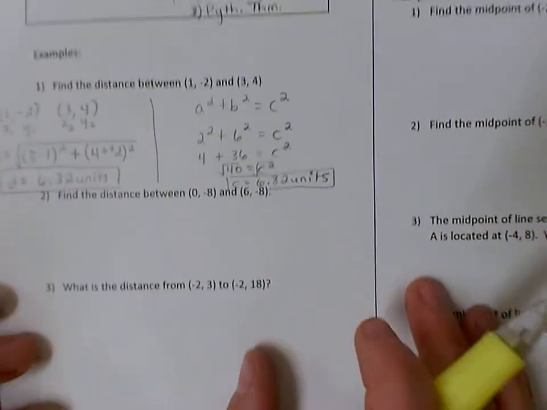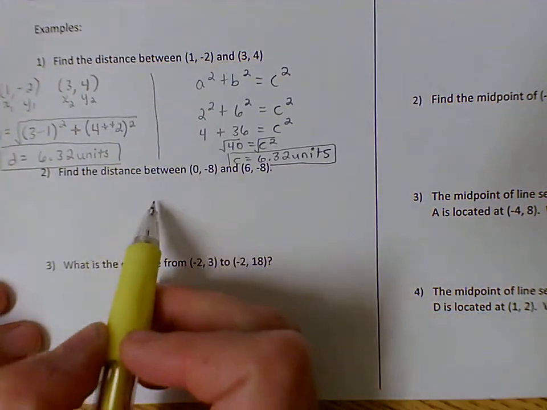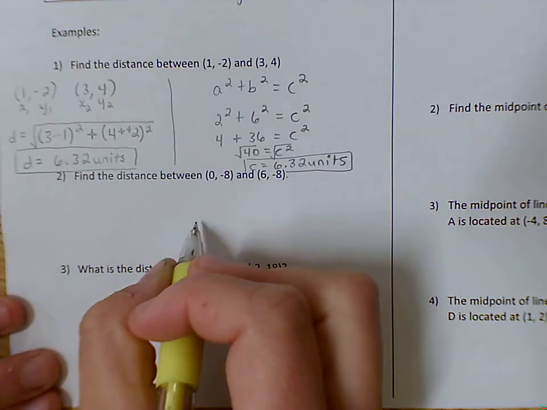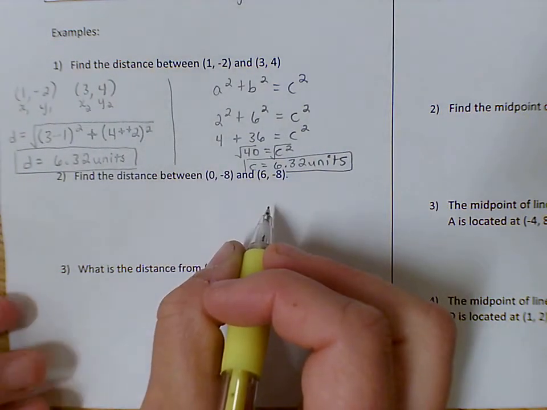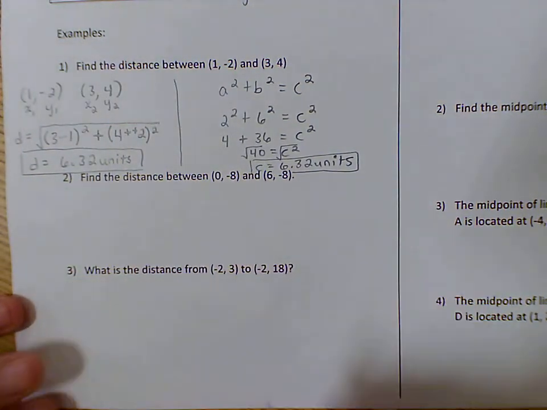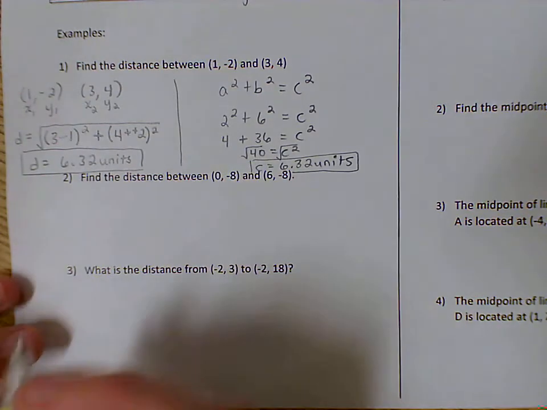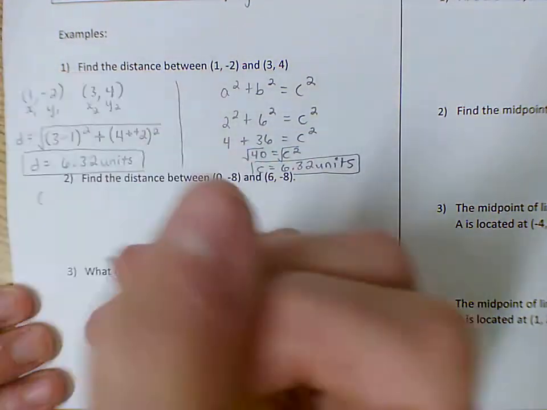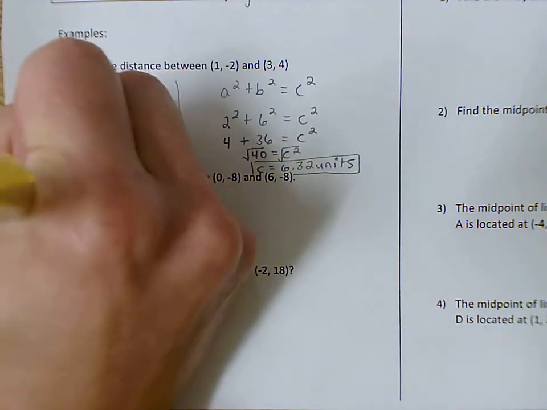Okay, so what if we had to find the distance of these? Well, again, you can use the distance formula or you can graph it and go from there. So I'm going to show you both ways here, and then you'll realize that something's kind of strange with this one, all right? So if we use the distance formula, I'm going to write my coordinates down, label them, and then plug it in.